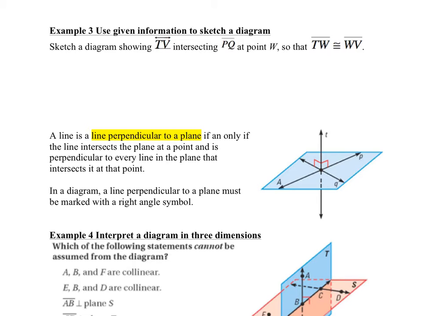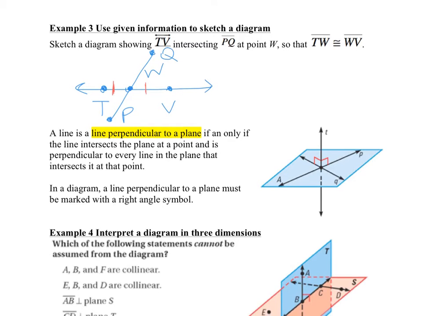So, use given information to sketch a diagram. Sketch a diagram showing line TV. Well, how do we draw a line? That's pretty easy. You just draw a line. Since it's named TV, I know I must have the 2 points T and V on it. Intersecting a segment. Okay, so here's a segment PQ. At point W, there's point W, so that TW and WV are congruent. How do I indicate congruent? I just draw the little tick marks. Okay, so that's how you draw a diagram based on given information.